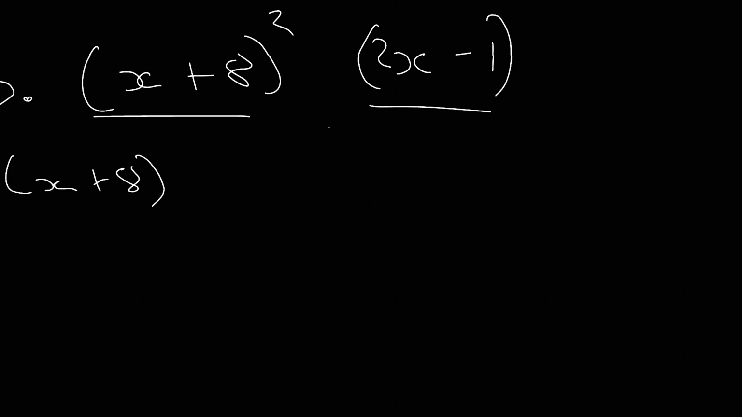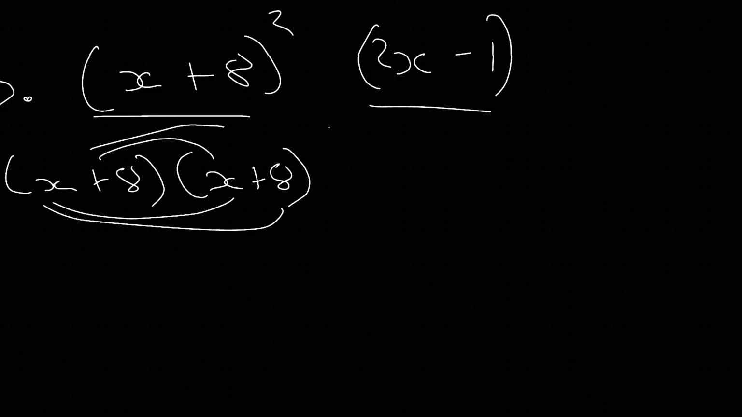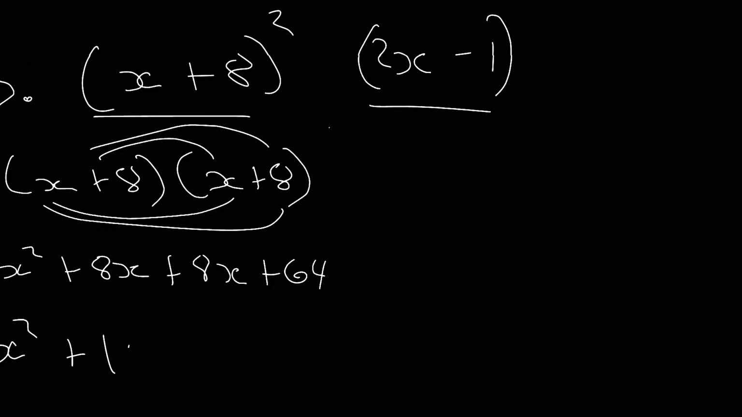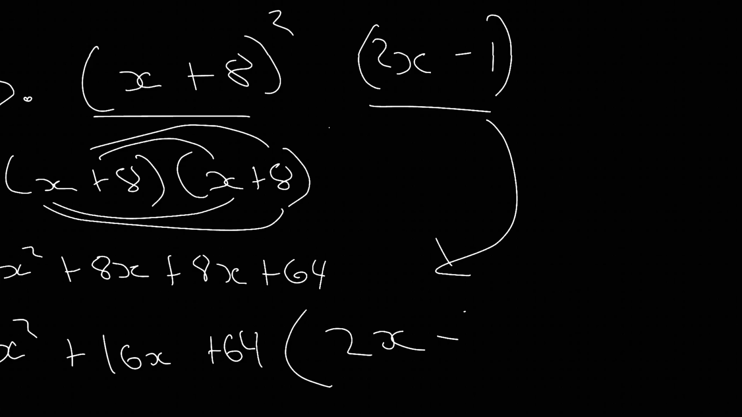X plus 8 squared, so we'd have this double bracket. And then x times 8, 8 times x, 8 times 8. So x times x is x squared. Then I have x times 8, which is plus 8x. Plus 8 times x again is plus 8x, and then 8 times 8 is plus 64. So therefore I get x squared plus 16x plus 64, and then I have to multiply it with the 2x minus 1 over here. So both of these would be in brackets.